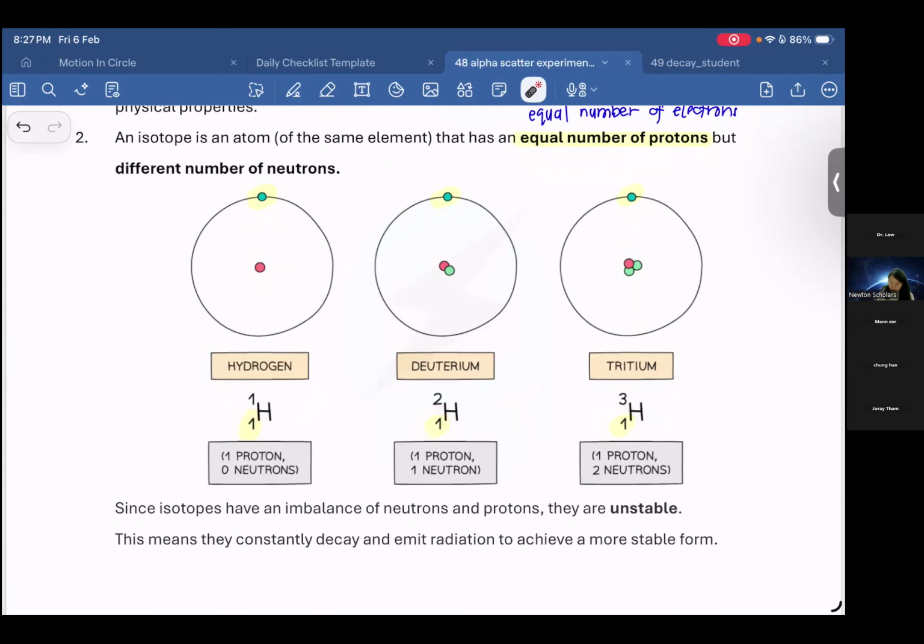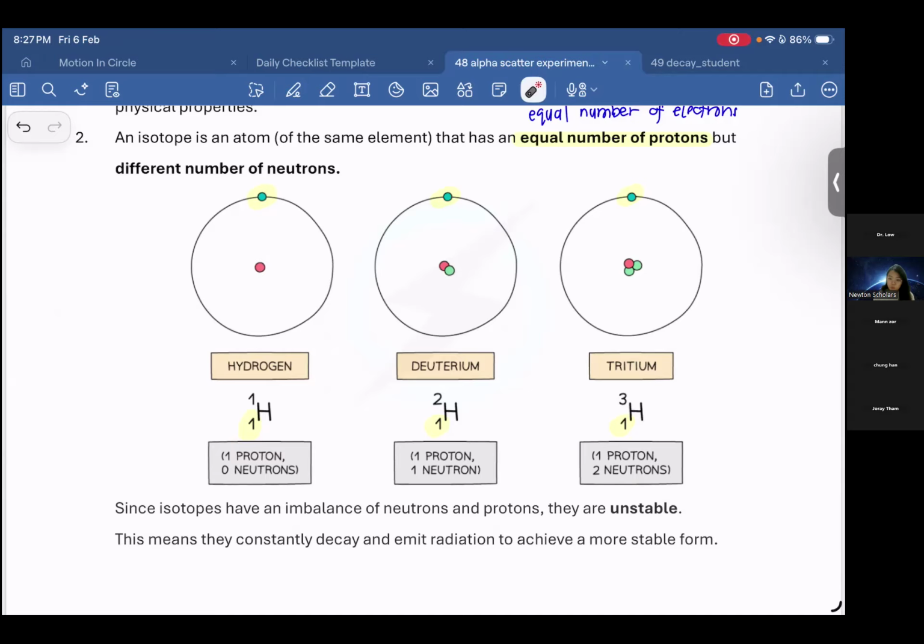Okay, since isotopes have an imbalance of neutrons and protons, they become unstable. If they are stable, most of the time it is because the proton and neutron numbers are almost the same or they are the same. If we have too many neutrons, then the isotope will become unstable. If unstable, they will start to decay and emit some radiation to let themselves become stable. So this one is worksheet number 49. We learn about decay. Why do they decay? Because they are unstable, so they try to do something to make themselves stable.